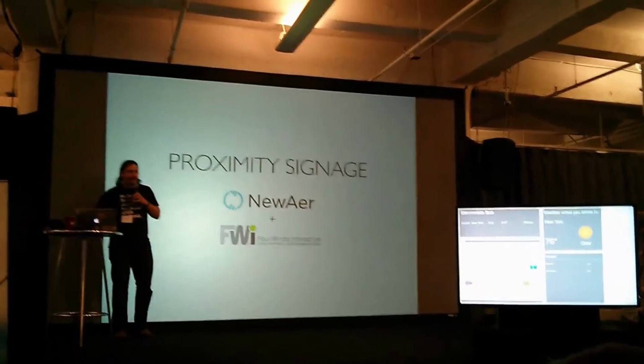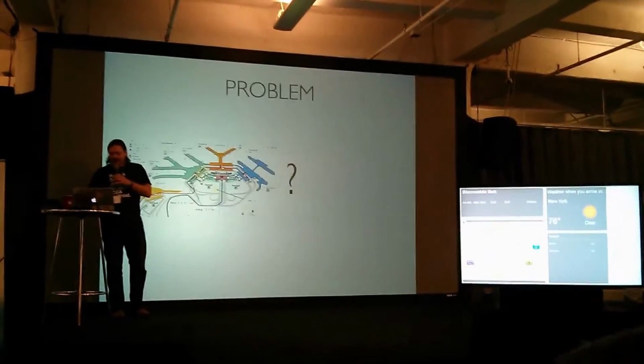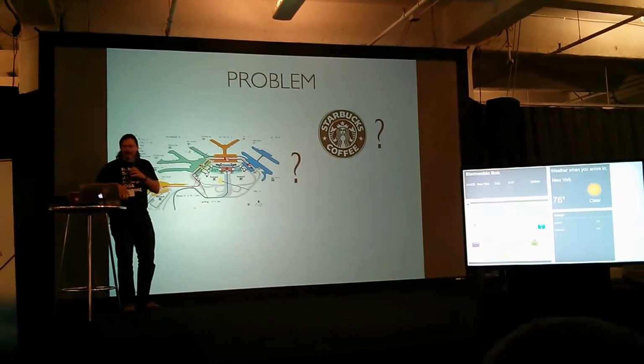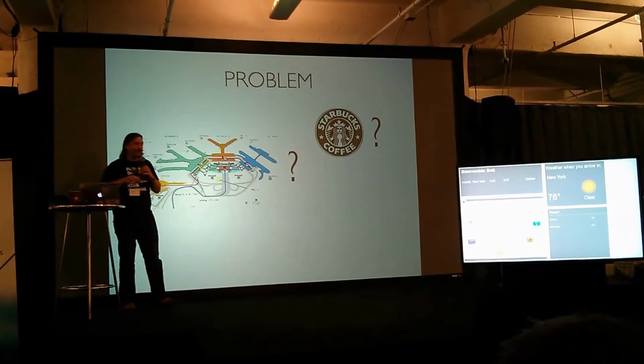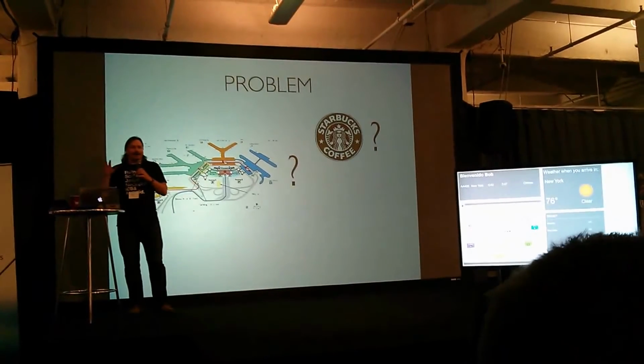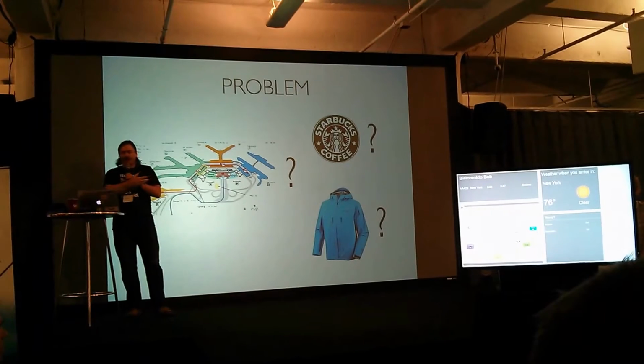I work with Four Winds Interactive. This is an example of the Four Winds Interactive sign. They do all the signs for American Airlines and for a lot of other big companies. So the problem we're trying to address here is this idea that when you're in the airport, you have no idea how to get where you want to go. I don't know if you've ever been to O'Hare, but it's awful.